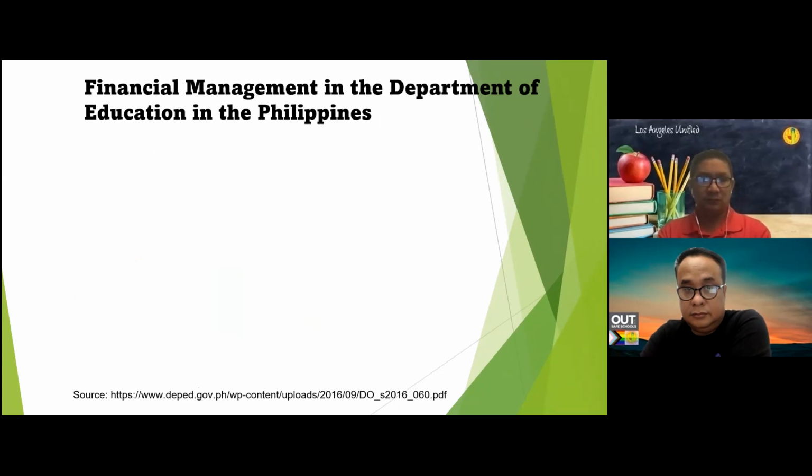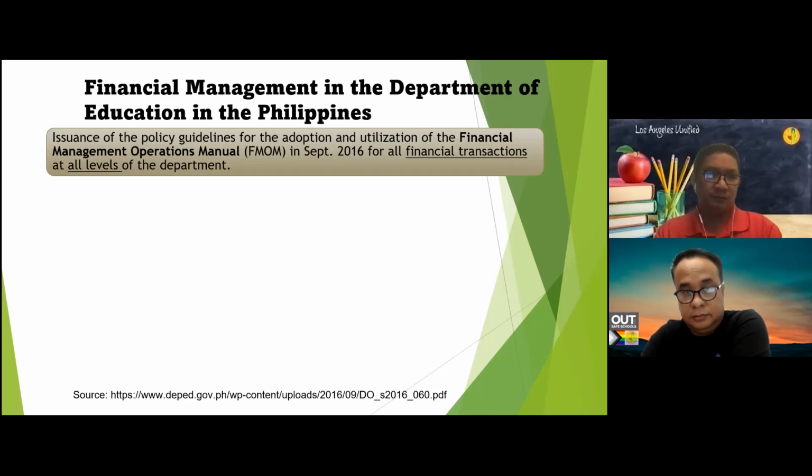Okay, now let's take a look at the financial management in the Department of Education in the Philippines. So in the Philippines, the Department of Education understands the importance of financial management. And so they issued a policy guidelines to adopt the FMOM, or what we call the Financial Management Operations Manual, in September 2016 for all financial transactions at all levels of the department. And this includes from the national, regional, and local government offices of the Department of Education.